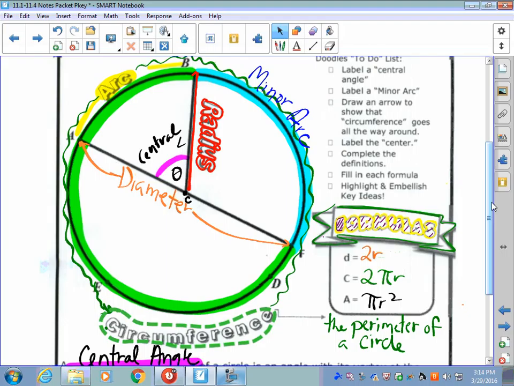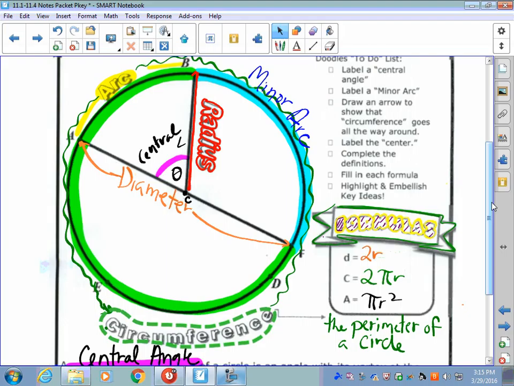All right, then they also want you to draw arrows to show the circumference goes all the way around the circle. So under here, I just did a little green squiggly line to show that that distance all the way around represents the circumference. Now you can design it differently, but just make sure you have the arrows to show the circumference goes all the way around. Label the center. I did that. That was my C. It's kind of small here, but the center is labeled C.